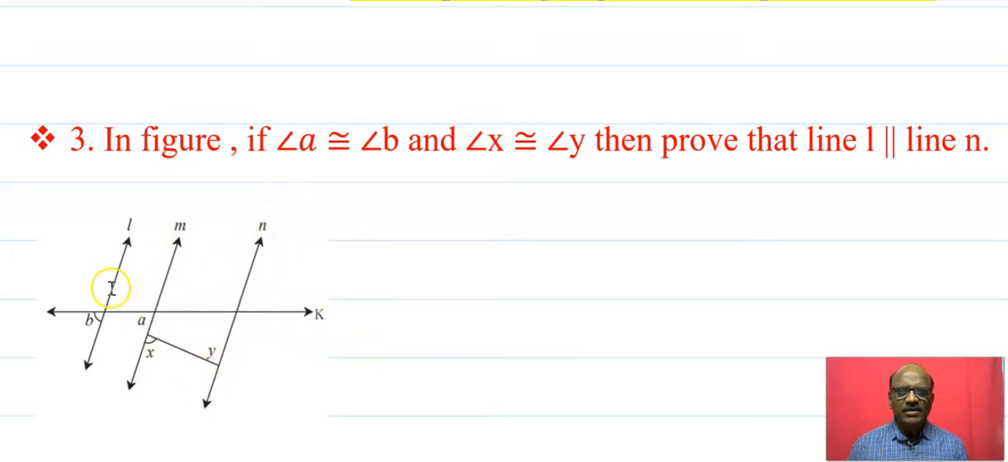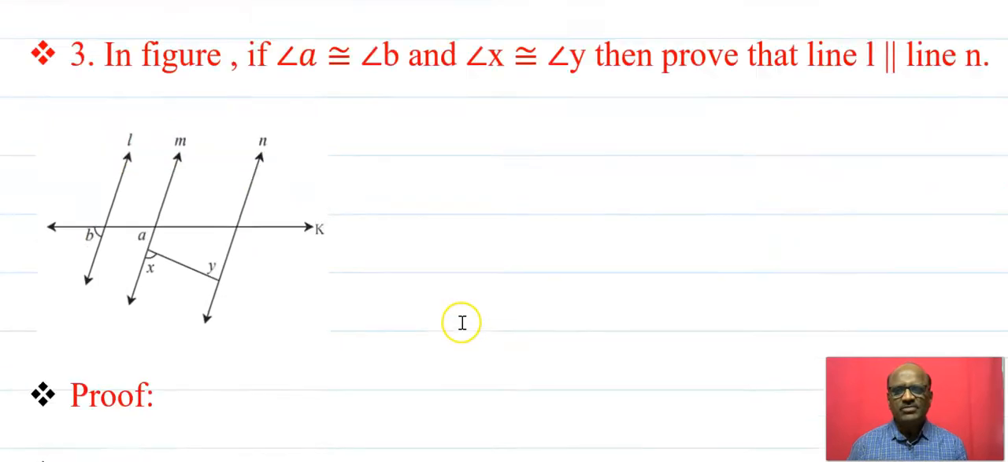Now here, line L is parallel to line M, M is parallel to line N. That is, the first is parallel to second, second is parallel to third. It means that first is parallel to third. That is, line L is parallel to line N. This we want to prove.